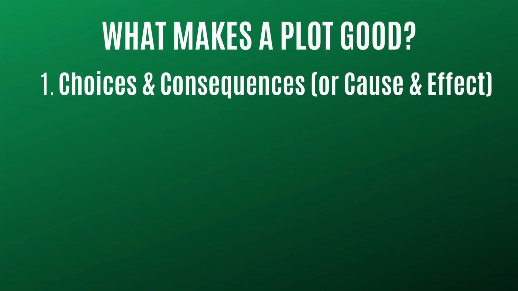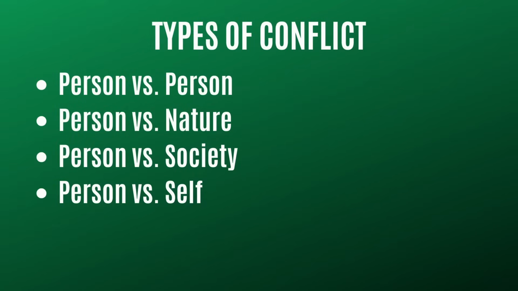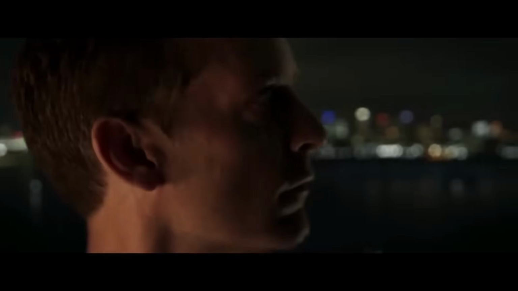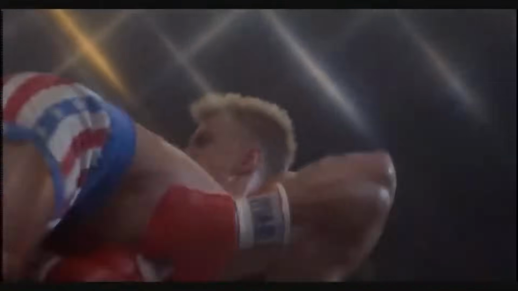Second thing that makes a plot good is balanced conflict. Conflict is a struggle between 2 opposing sides. It comes in several varieties: person versus nature, versus society, and versus the self. You can have multiple sources of conflict in a story, and the protagonist should have to struggle to resolve these conflicts. Remember, the greater the struggle, the more impressed we'll be when the hero actually achieves their goals.